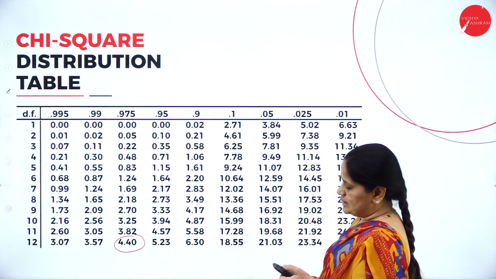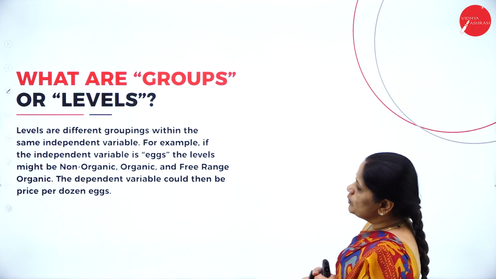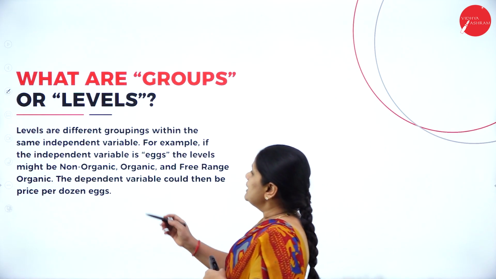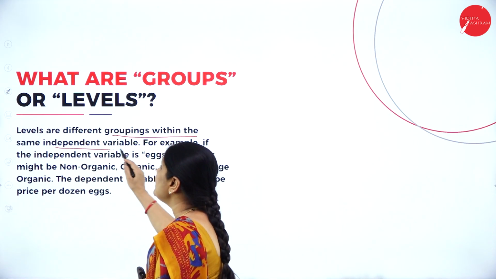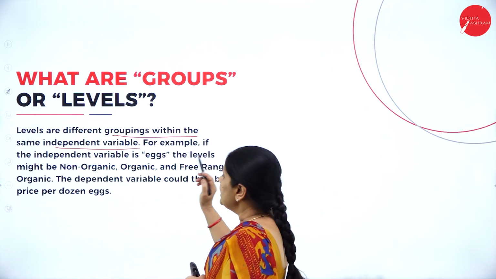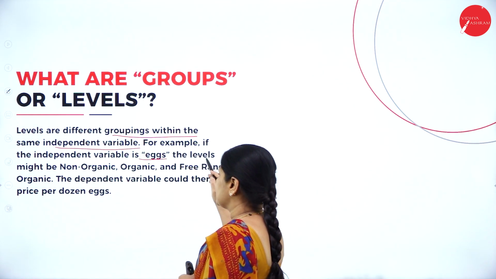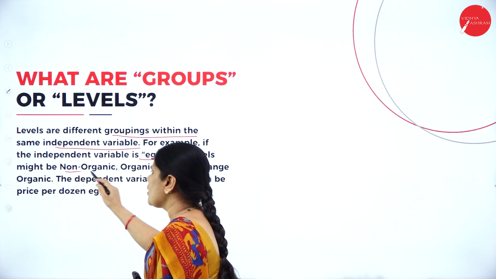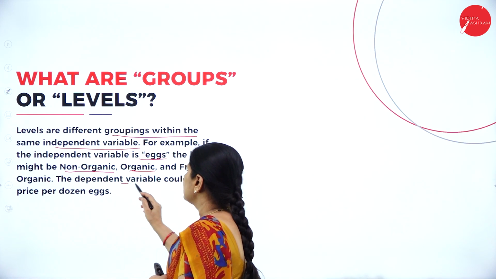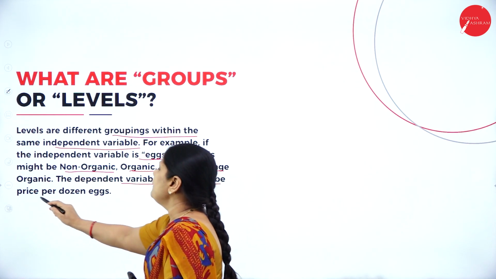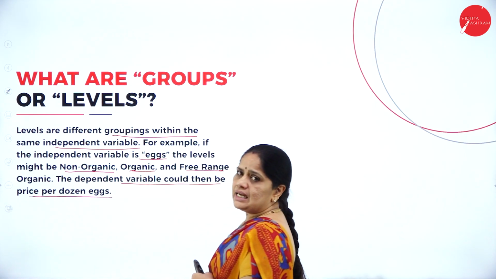So with the help of this table, we will be able to analyze whether we can test the hypothesis. Then what are groups or levels? Levels are different groupings within the same independent variable. For example, the independent variable is the X. So the levels may be non-organic, organic, free-range organic. The dependent variable could be the price per dozen eggs.